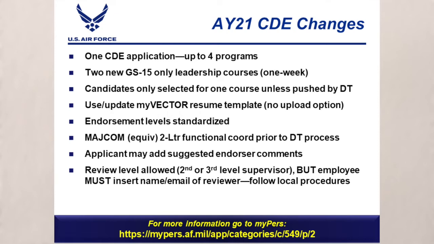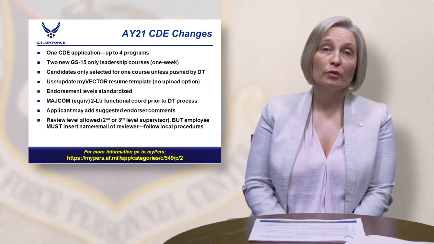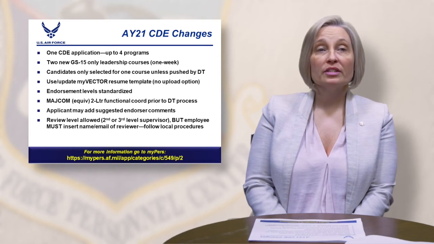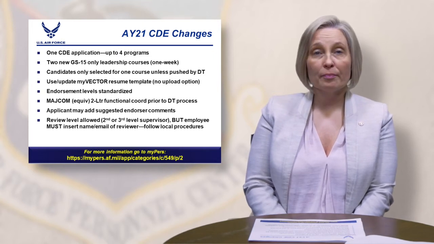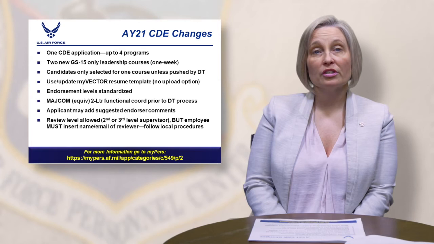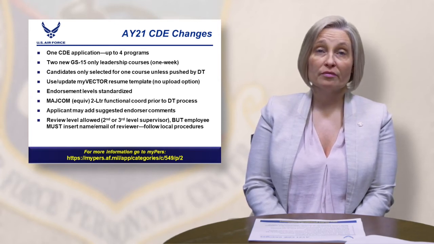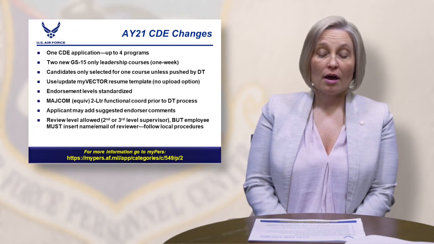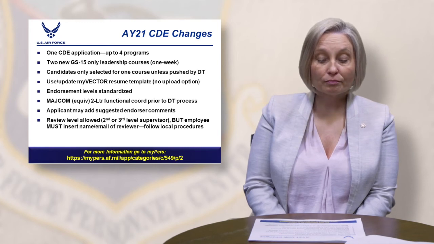Some changes that happened this year. First, there'll only be one CDE application. In the past, there were multiple applications based on the type of program you were applying to. However, when you go in the system this year, there'll just be one application for you to fill out for civilian developmental education, and then a separate application if you're going to apply for the Civilian Strategic Leader Program. There are 2 new courses for GS-15 equivalents. Those are 1-week leadership courses, and we'll go over those in a later slide.